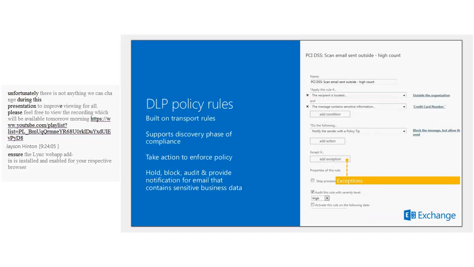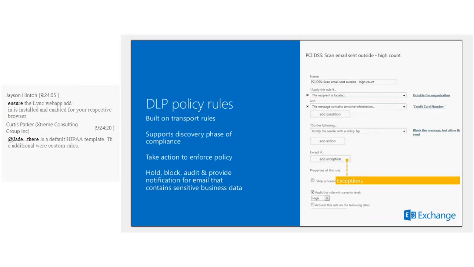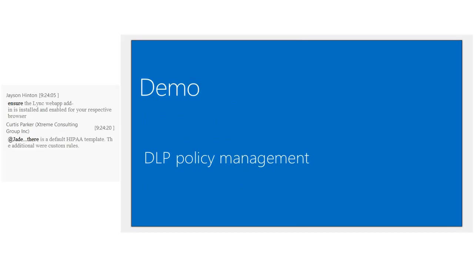And because it's a transport rule, you can add exceptions. So if you want to say, hey, allow everyone in my organization to send the credit card number only if they provide a business justification, but don't let this rule fire for the CEO of the company, you can totally do that. So let's look at the DLP policy management.